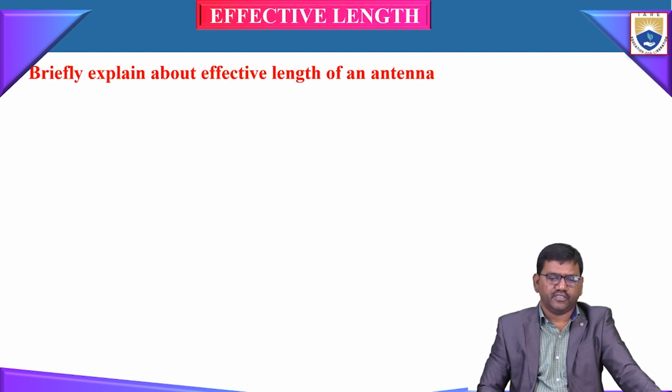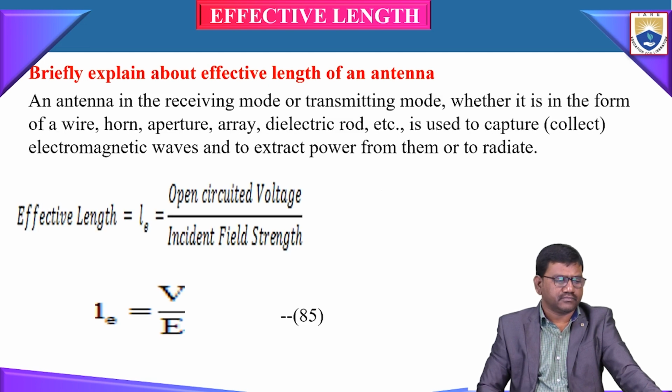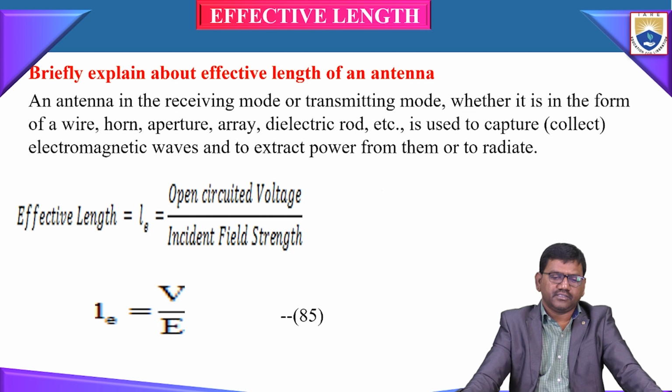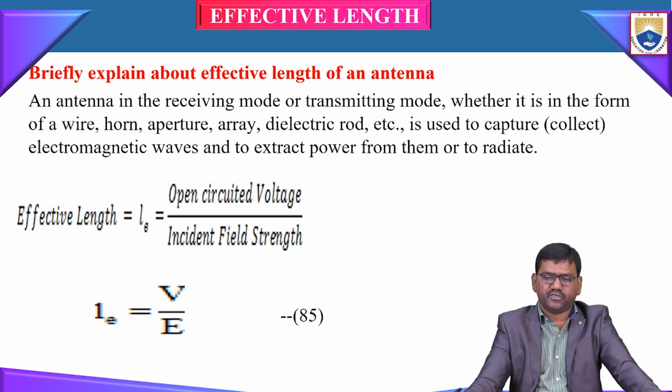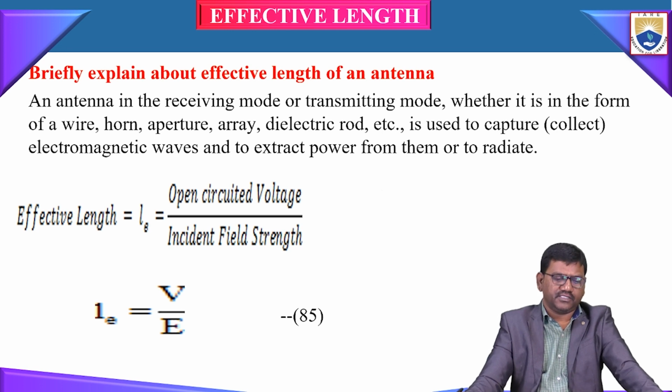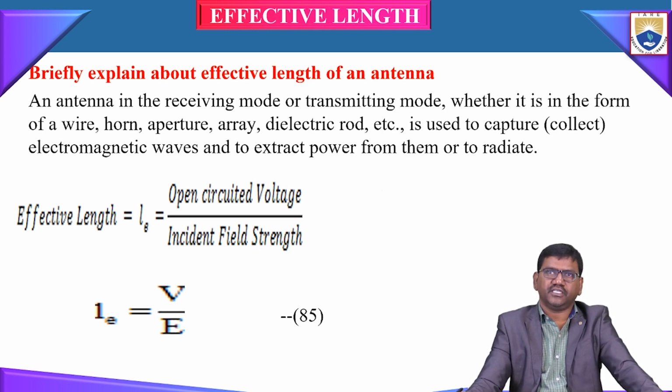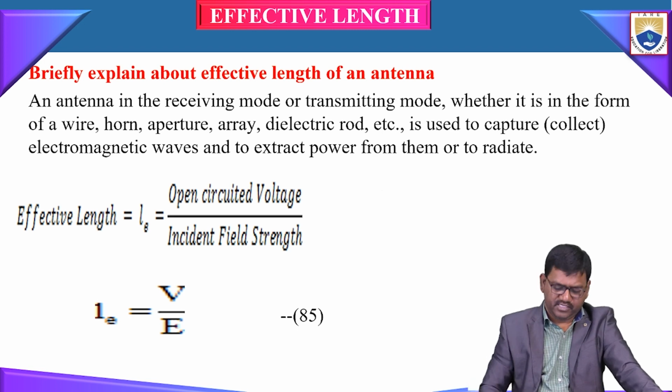Now briefly let us explain the effective length of the antenna. An antenna, in the receiving mode or the transmitting mode, whether it is in the form of a wire, horn or aperture, is used to capture electromagnetic waves and to extract power from them, or to radiate. The effective length is denoted by the symbol LE. It is equal to the open circuited voltage to the incident field strength, so LE is equal to V by E.